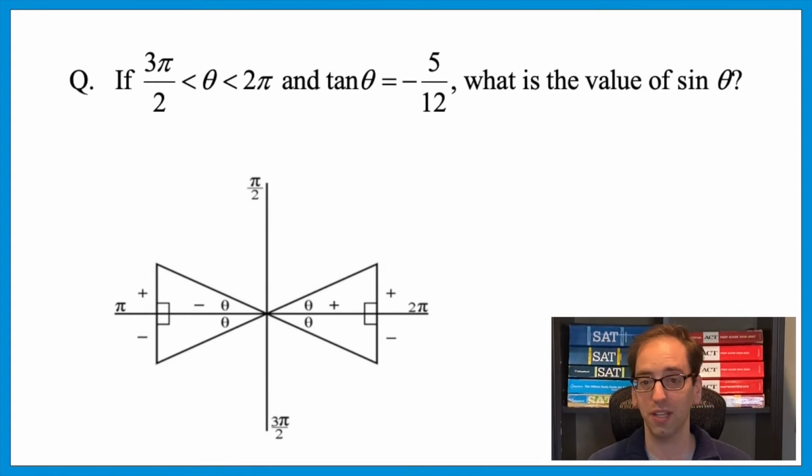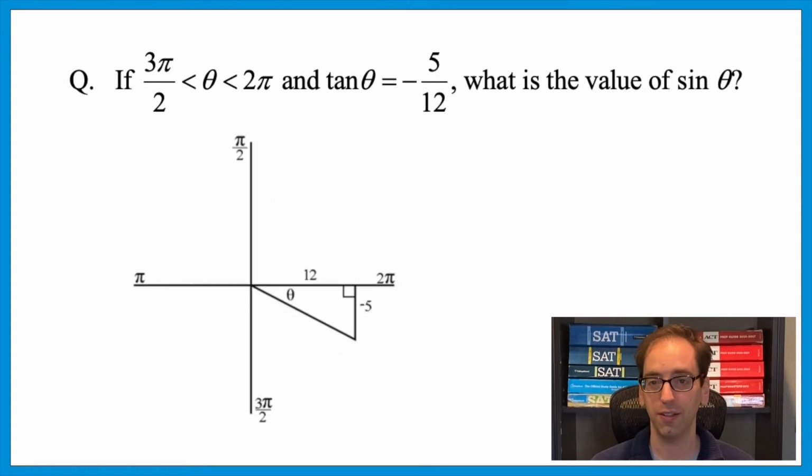So how does all of that relate to this question? Well, they tell us that the theta is between 3 pi over 2 and 2 pi, or 270 to 360. That means we're going to be in the fourth quadrant. So of all of the triangles in this picture, we'll just be working with the one in the bottom right. So let's just focus on that triangle.